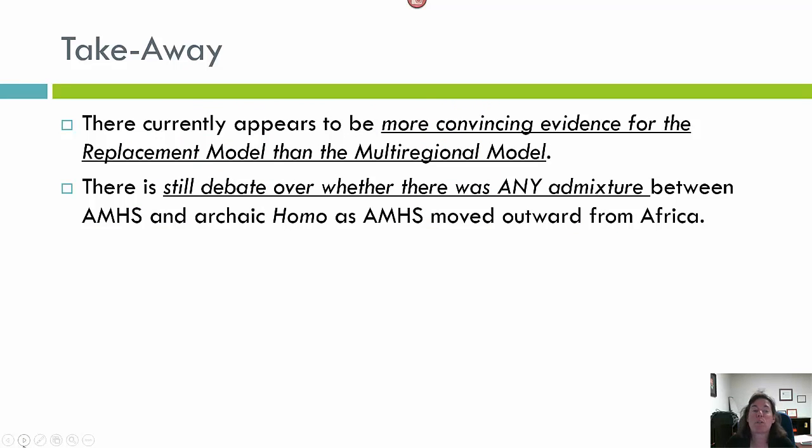There appears to be more convincing evidence for a replacement model than the multi-regional model, but there's still debate over whether there was any admixture between anatomically modern Homo sapiens and archaic Homo as anatomically modern Homo sapiens moved outward from Africa.